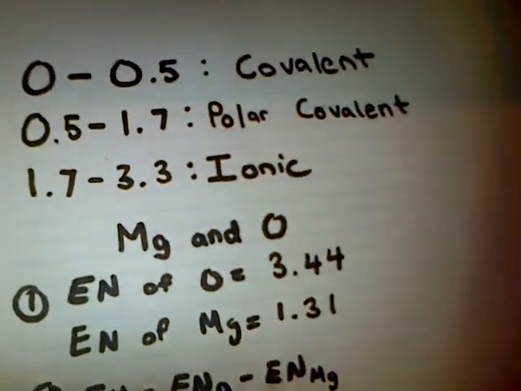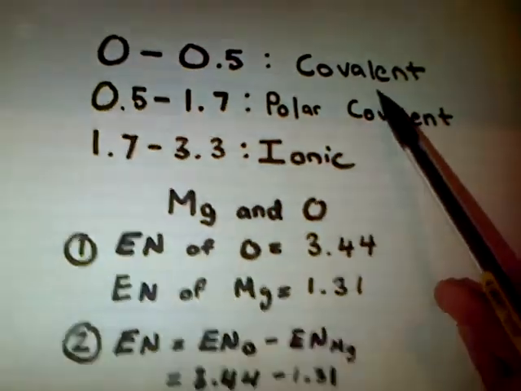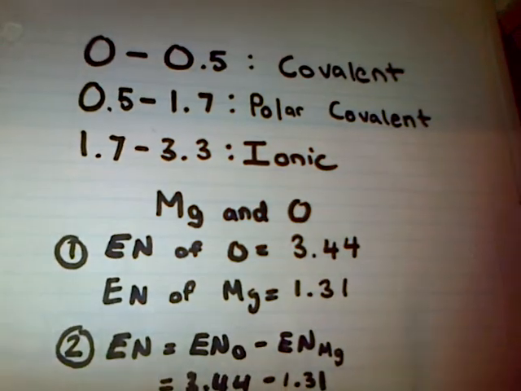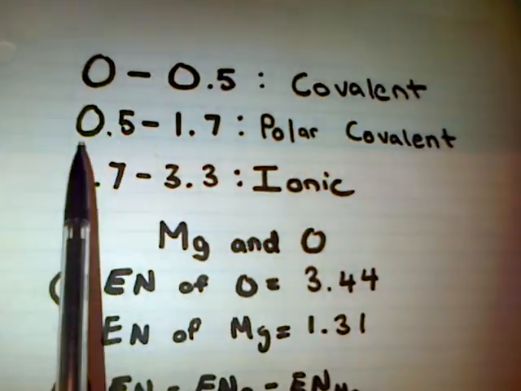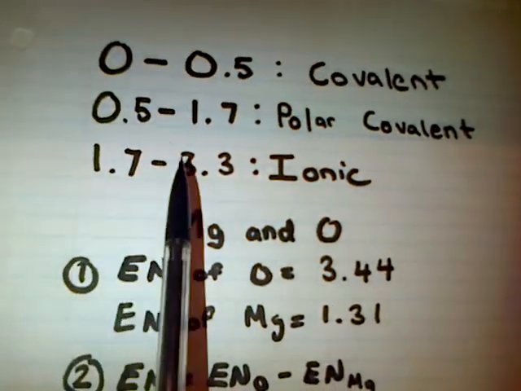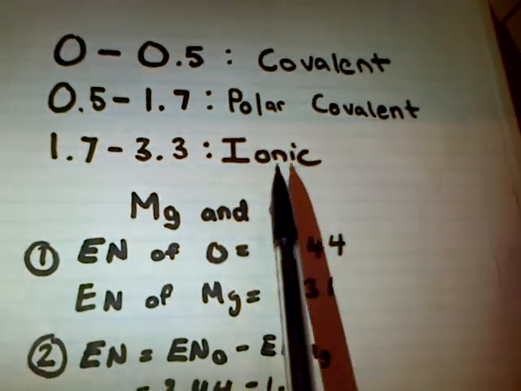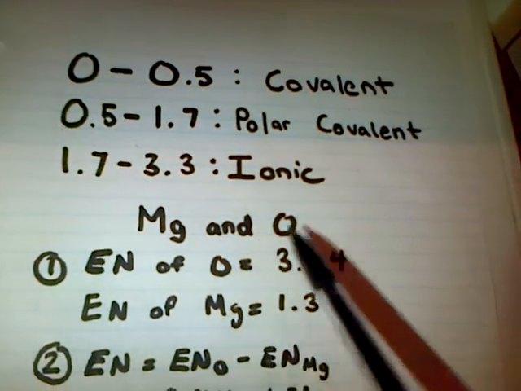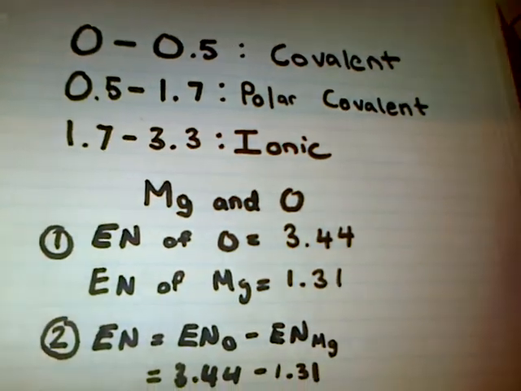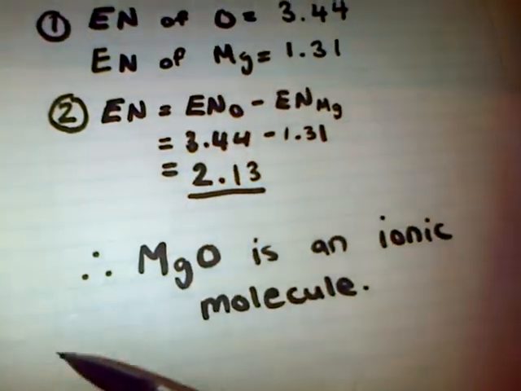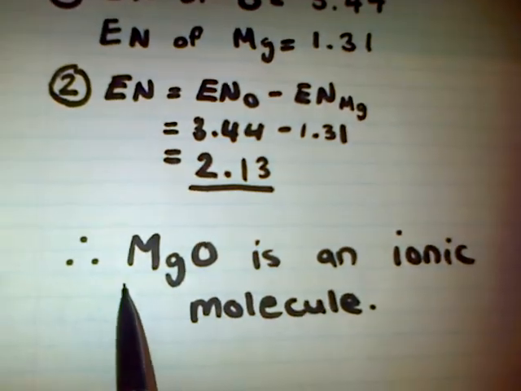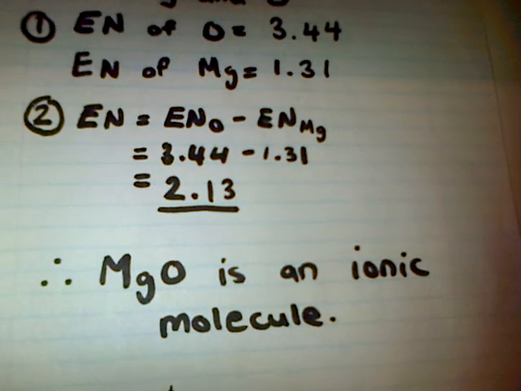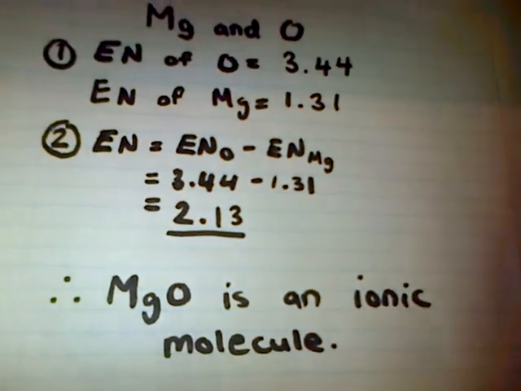Now we're going to look back up to this chart, and we're going to see where 2.13 fits. So 2.13 is in between 1.7 and 3.3. Therefore, there's mostly ionic bonding in magnesium and oxygen. So here you just want to put a little therefore statement. So therefore, magnesium oxide is an ionic molecule, and it has ionic bonding.